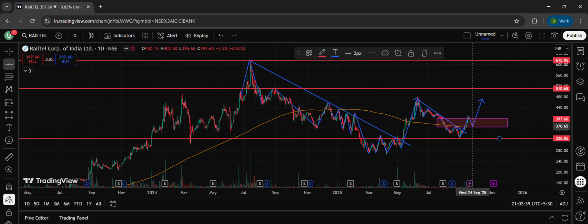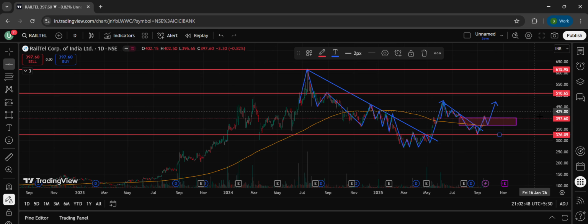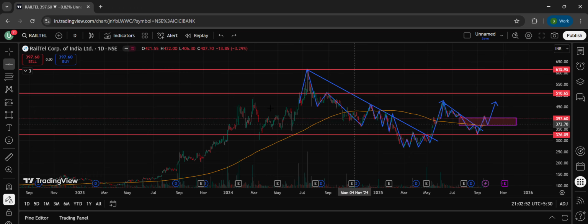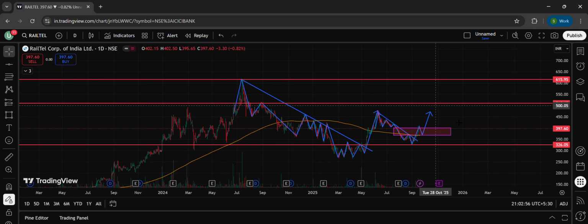And till what level can you hold? You can hold it till 510, and then till 615. That's what this stock is going to do. So this is an analysis. We can go wrong, that is absolutely fine, but nevertheless this is a reading based on a strong technical analysis of the chart, so the probability will be high. The stock market is just a matter of probabilities, wherein your odds of winning will be higher. So it's an informed decision that we are making.